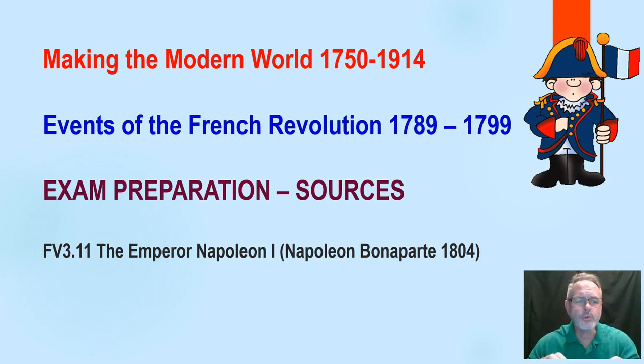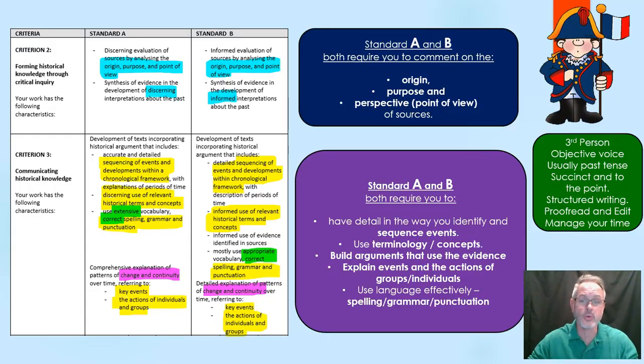Right, let's have a look at one final example bit of writing in which we use our criteria carefully. Take a moment again to remind yourself of what is in the criteria and what it is required of you to get an A and a B on your report card. Origin, purpose, point of view. Being discerning rather than informed. Think about the subtle differences there. Sequencing with accuracy as well as detail.